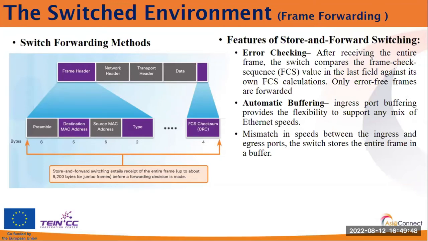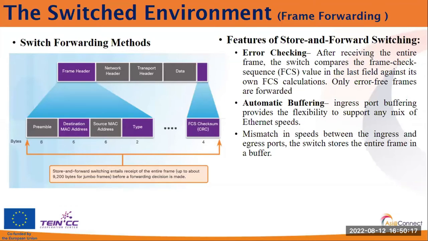Okay, then what is automatic buffering? The ingress port uses a buffering process to provide the flexibility to support any Ethernet speed. Let's see an example. One port has the capability of receiving 100 megabits per second, but you are sending data at 1 gigabit per second. Suppose then there will be a mismatch.